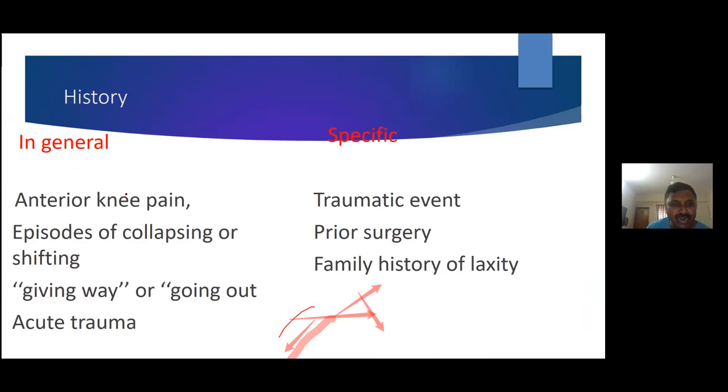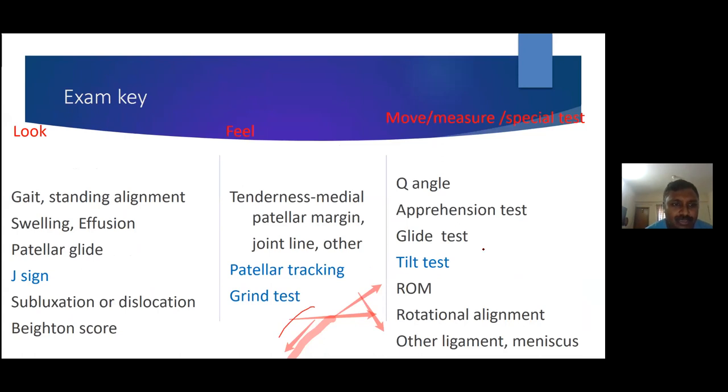So in general, there is anterior knee pain. There might be episodes of collapsing or shifting, giving way, and a history of acute trauma. Specifically, we have to sort out what the traumatic event was. Is there any prior surgery? Is there a family history of laxity? So what are the key exam findings: standing alignment, gait, whether there is any J sign, and we should look at the Beighton score, whether it is more than 5 or not.